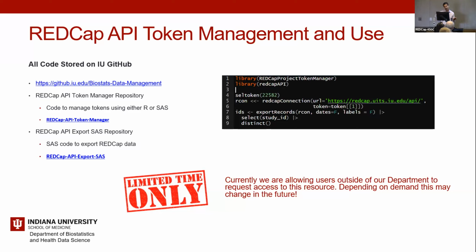Probably not the most slick name, but it is what it is. Maybe I need to consult some help for naming packages in the future. But then we're using that select token function where we provide the project ID. And then you can see the last line, line 6, where we're saying token is equal to token, double brackets 1. That's where we're pulling in the token from the vault. So again, we don't have to explicitly ever write the token. It just is brought in programmatically.